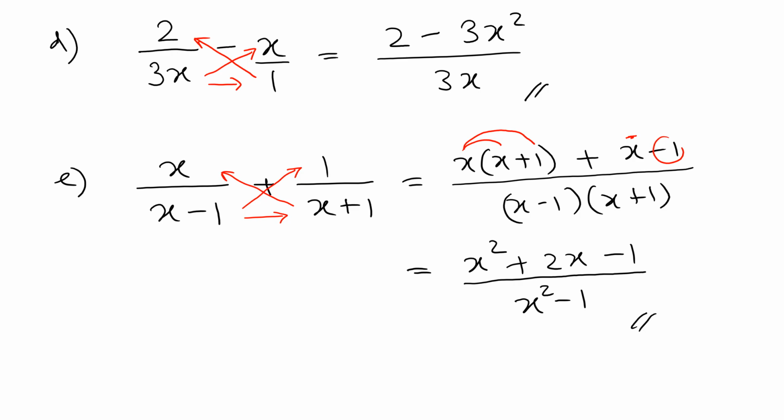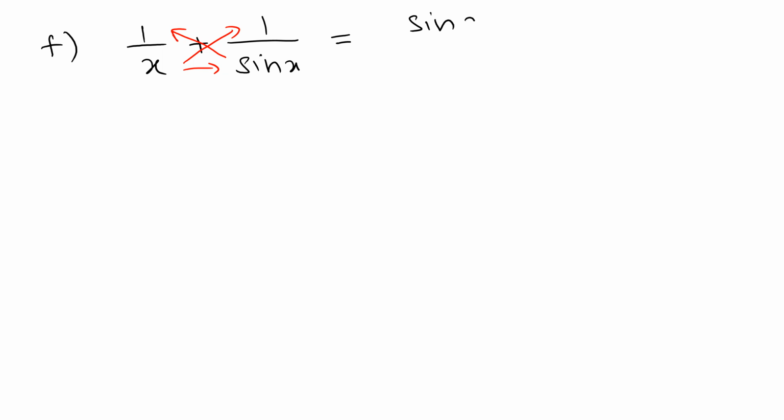Let's also look at a few examples you can see in advanced math, something like this. Let's say you have 1 over x plus 1 over sine x. We do the same argument. First multiply these two, then these, and then the bottom. You get sine x plus x, and in the bottom you get x sine x. This will be very useful if you are taking advanced classes like calculus.